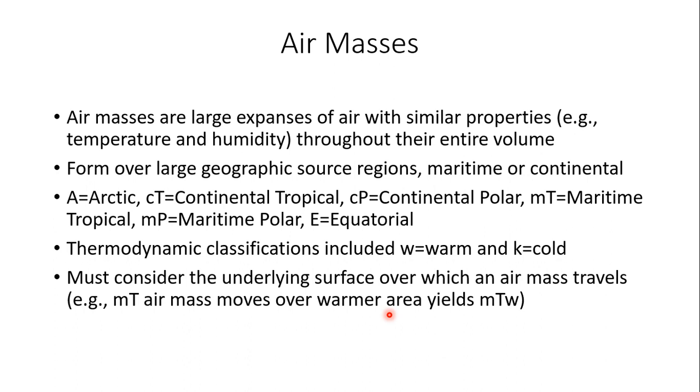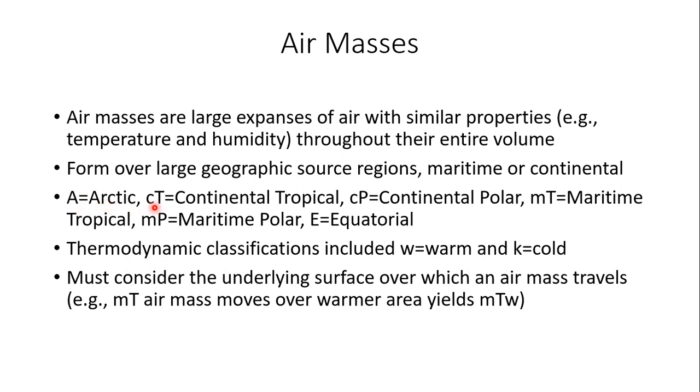They tend to form over large geographic source regions. Usually, air masses form either over water, which is classified as maritime, or land, which is classified as continental air masses. These are the different letters that represent the various designators, I should say, that represent the various types of air masses that impact mid-latitudes. The first one, you'll see a large letter A. That is Arctic air masses, when you see the letter A.